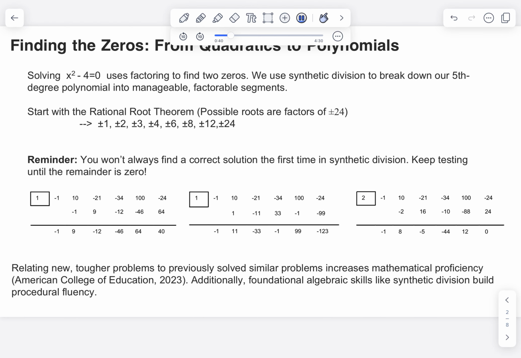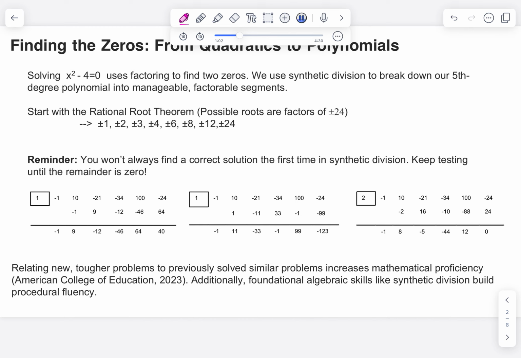Think back to when we factored quadratics like x squared minus 4 equals 0. We factor it to break it down. We use that same concept here, but we start with the rational root theorem to list all possible zeros. Then we use synthetic division to test them. Testing roots is part of the working mathematically step of the modeling cycle.